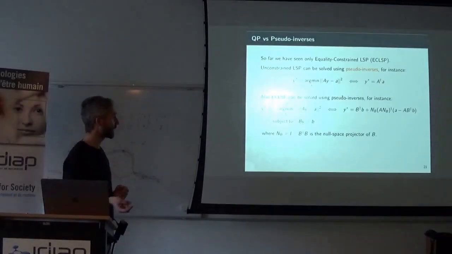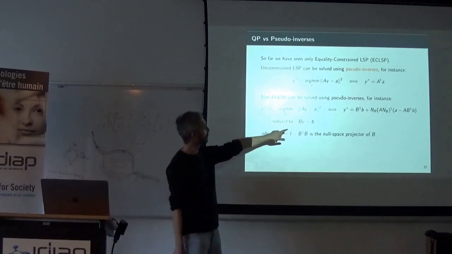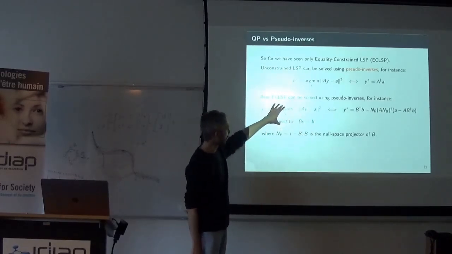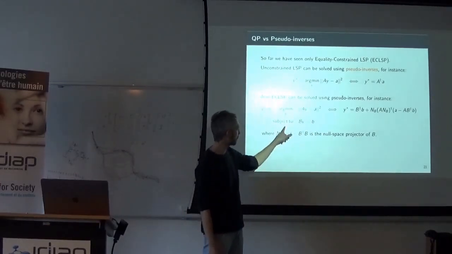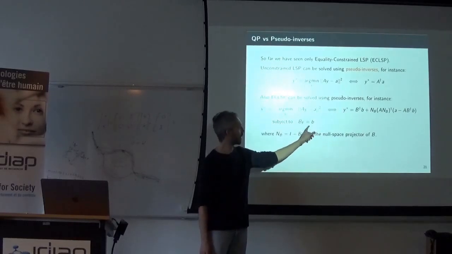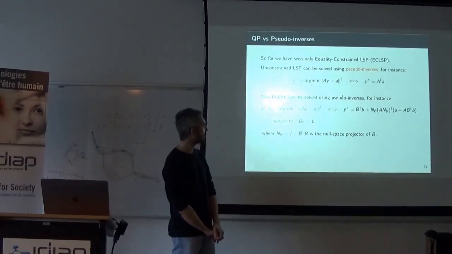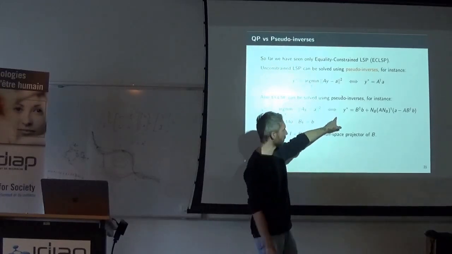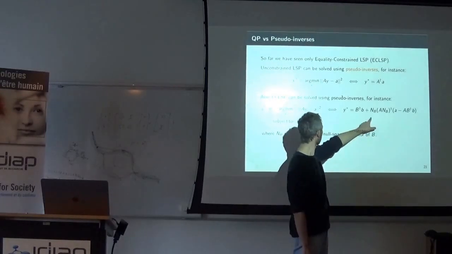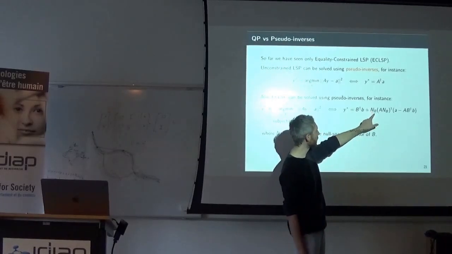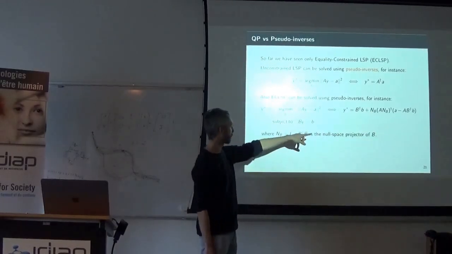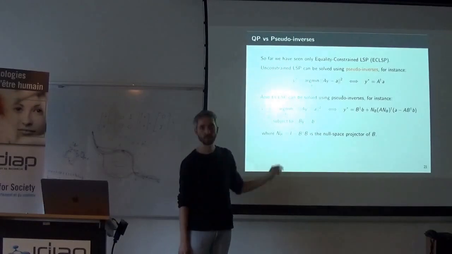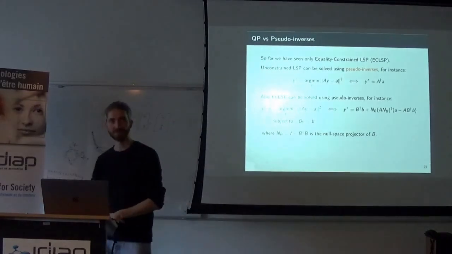And actually, even in the case where you have equality constraints, so you want to solve this problem here, minimize a least square function subject to a linear equality constraint. Even in this case, you can solve it just using pseudo-inverses, and this is the solution, where this matrix here, and B is the null space projector of the matrix B, which is defined in this way. Details, that's not the point.